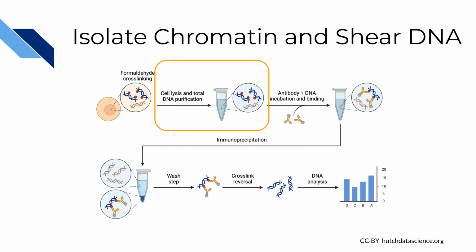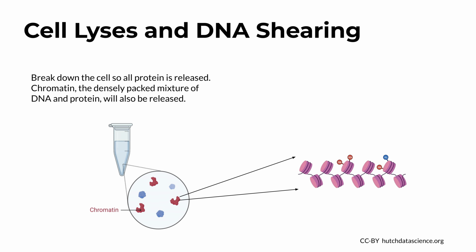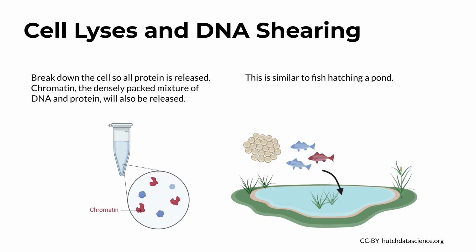Next, cells are lysed and DNA sheared to allow for chromatin isolation. Proteins and their bound nucleic acids are inside the tissue cells. We need to break down the cell to allow for the proteins, including chromatin, to be released. Remember that chromatin is the densely packed mixture of DNA and protein. We could compare this to fish hatching from eggs. They are now available for us to catch.